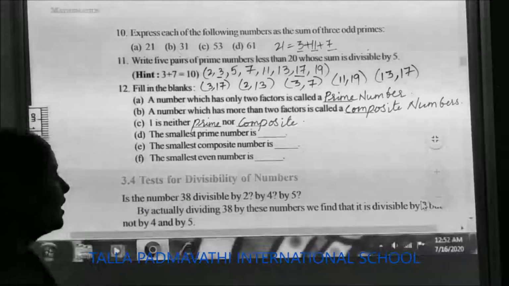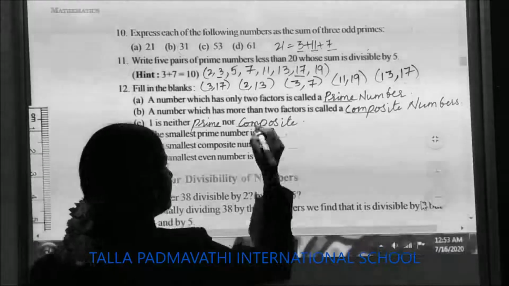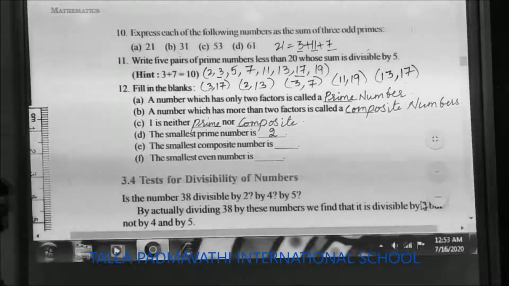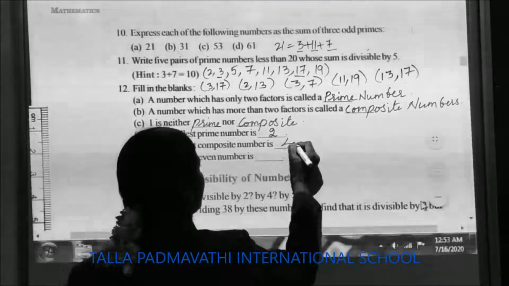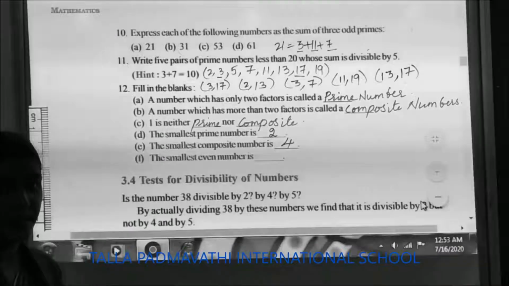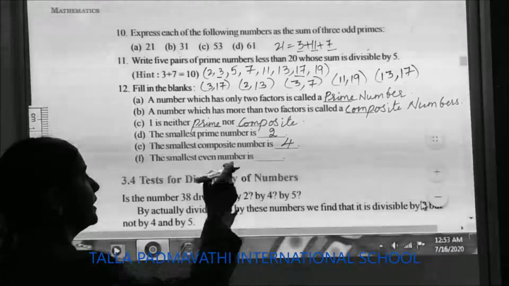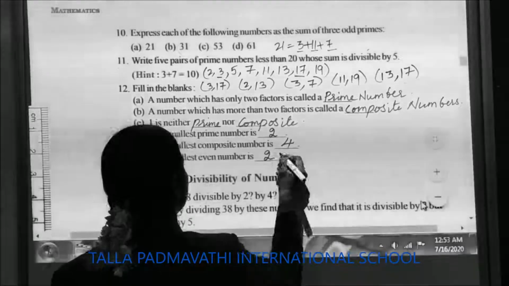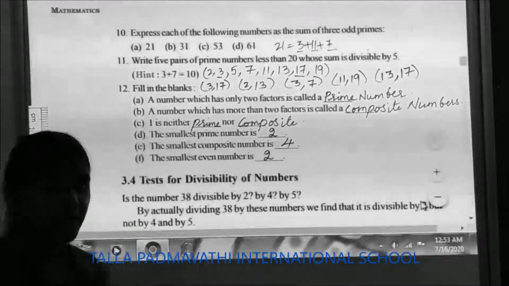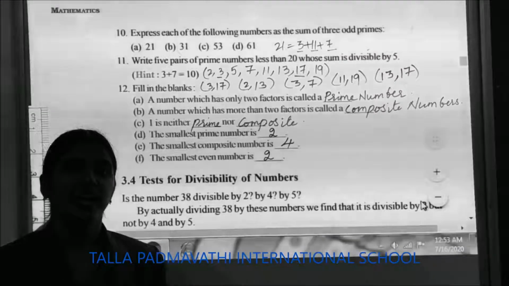Next, the smallest prime number is 2. The smallest composite number is 4. Next, the smallest even number is, what? Yes, it is 2. The smallest even number is 2. By this, we have completed the exercise 3.2.